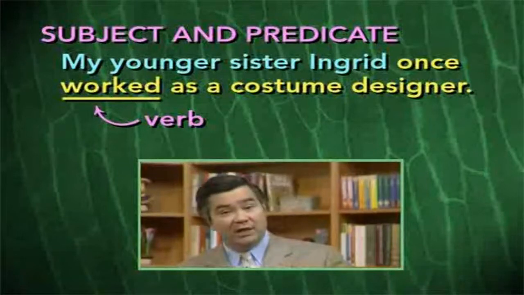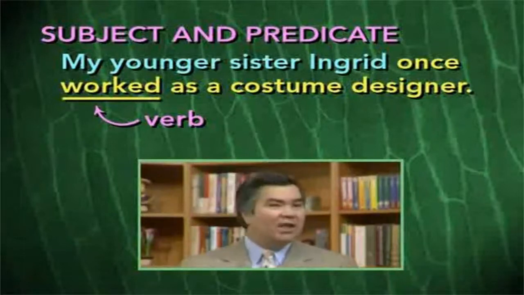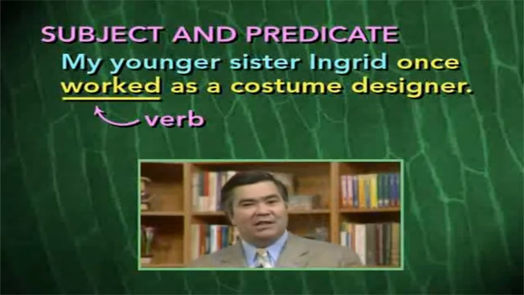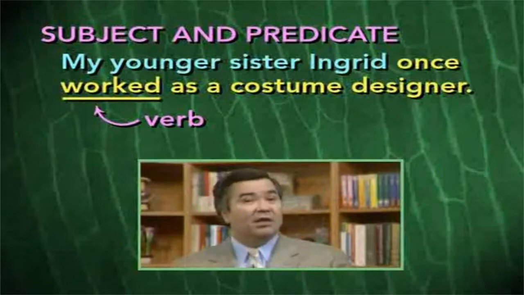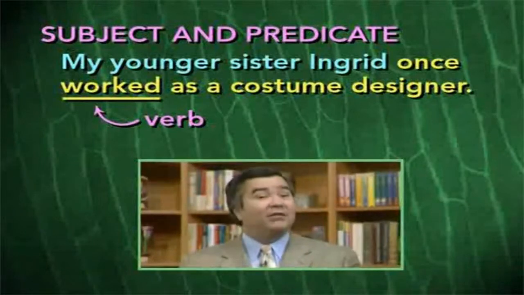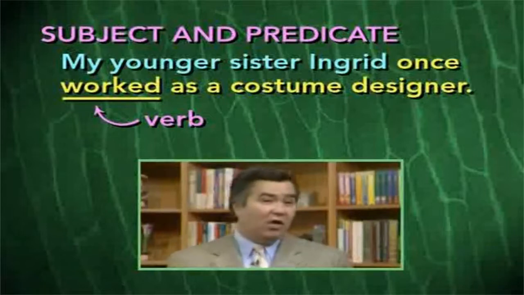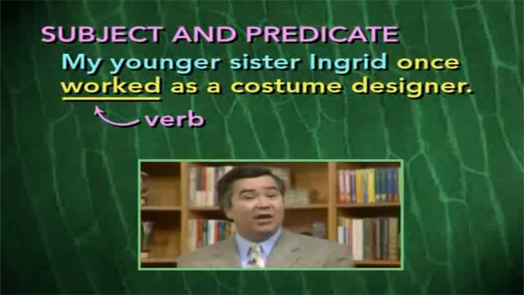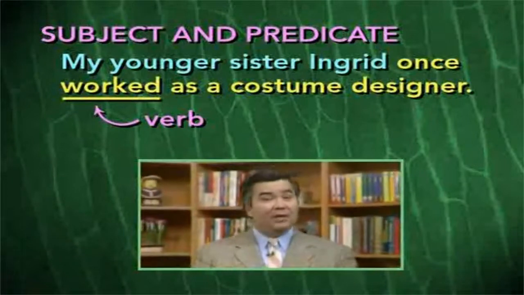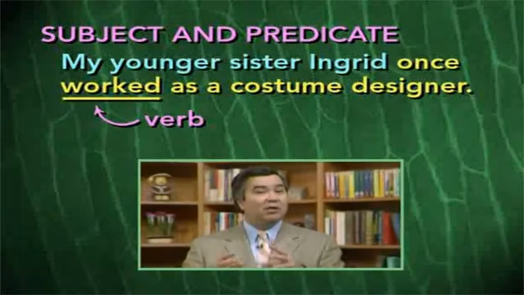Notice that all the other words in the predicate give us more information about what Ingrid did. The word once, for example, tells us when she did it, at one time in the past. And the words as a costume designer give us more information about exactly how she worked, what kind of job she worked at. So all the other words in the predicate are there to give us more information about what Ingrid did. But the word worked is the most important word.